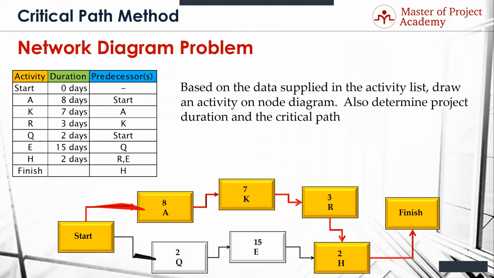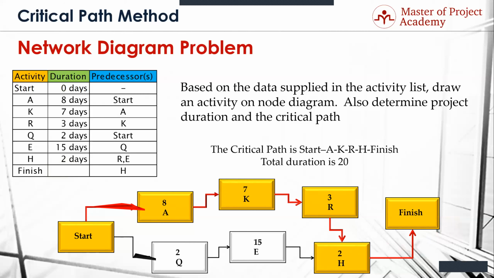Now, your path, your A, K, R, H, finish, could have been on the bottom, depending on how you drew it, but it still would be a path of 20 days. So, nailed it. Your duration is 20. The path is start, A, K, R, H, finish. Now, that's maybe worth a couple of questions, but the concept is more important.